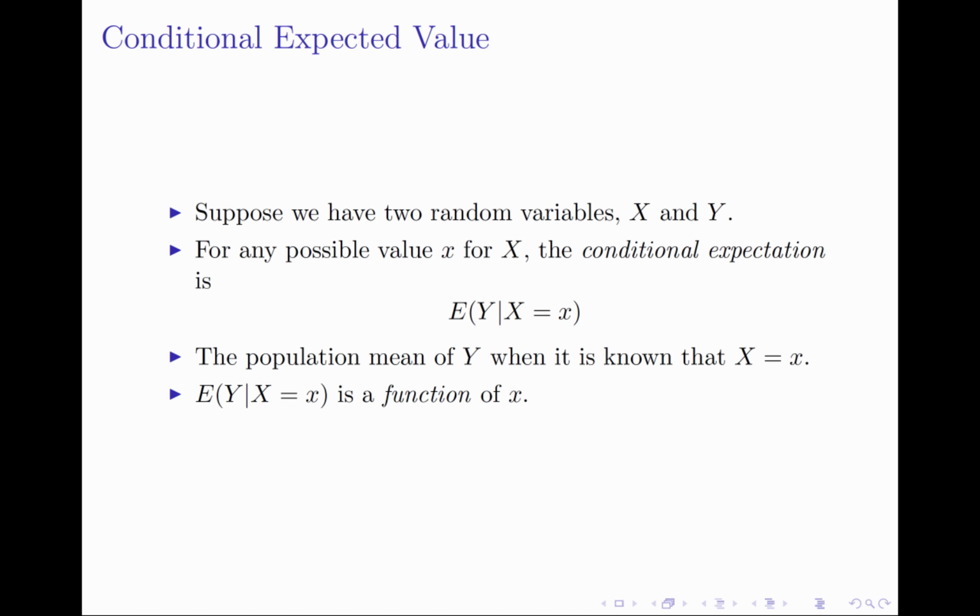So let's suppose we have two random variables, X and Y. The conditional expectation is also a mean. So if we take the expected value of Y, conditional on the random variable X taking some value little x, what we mean by this is that it is the average value or mean value of Y when we know that the random variable X takes this specific value, lowercase x.